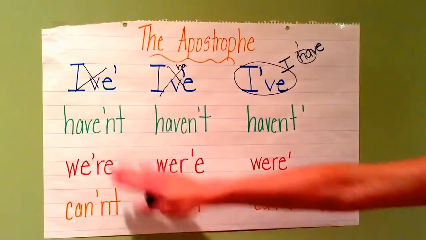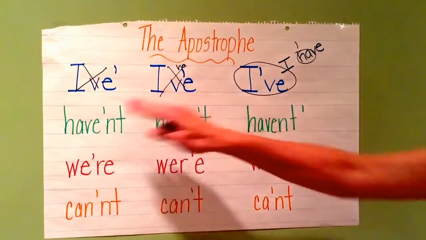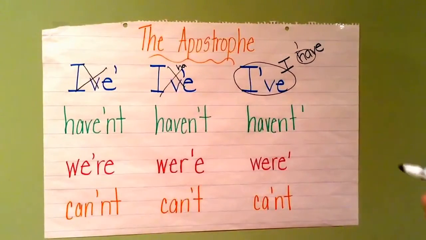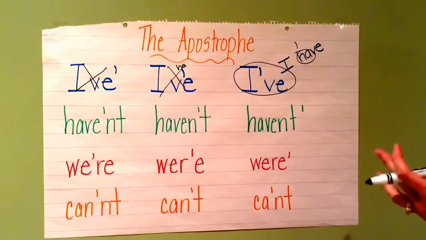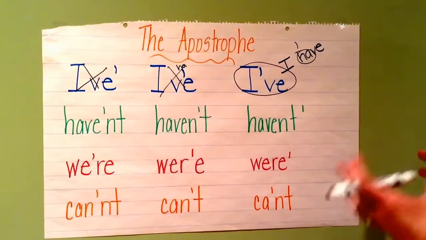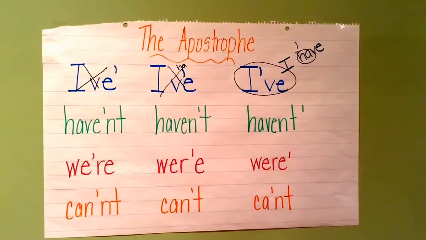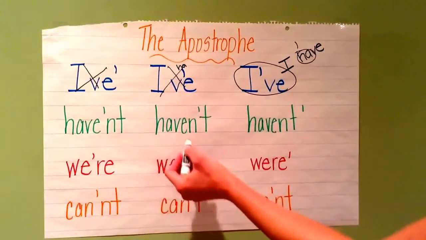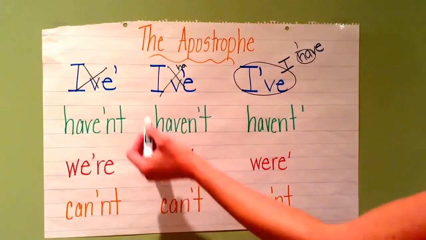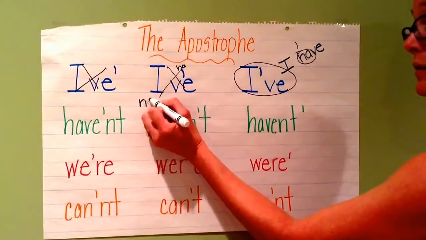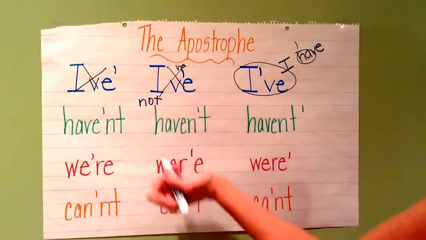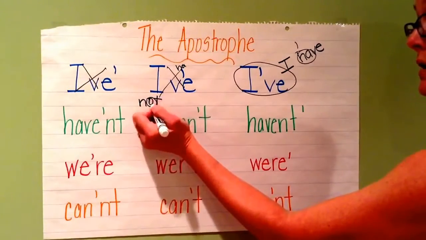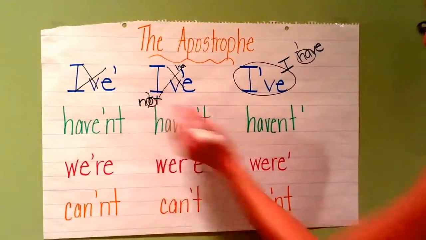Let's look at the next one. Haven't. I have 3 options for haven't. Let's start by thinking about the 2 words that make up haven't. Have not. What letter has disappeared from have not? We know that have is the same, right? Not is the word going with have. So that O is in the middle. That's where the apostrophe should be.